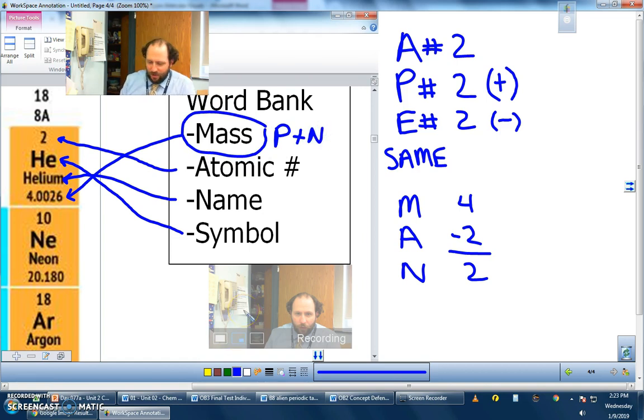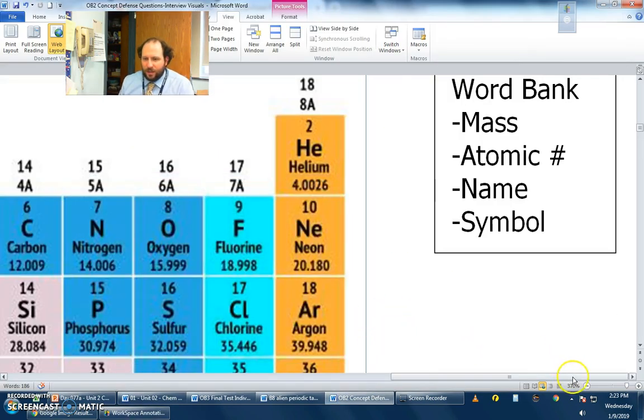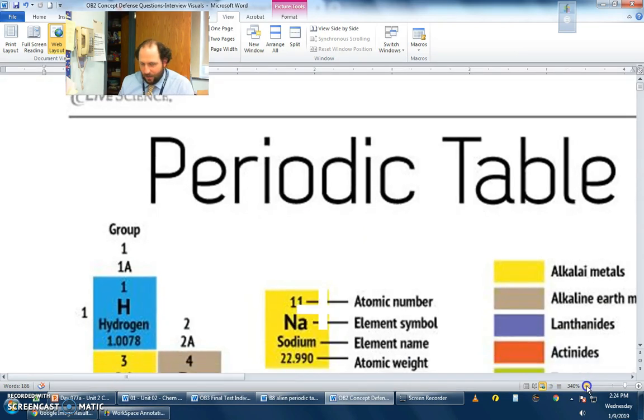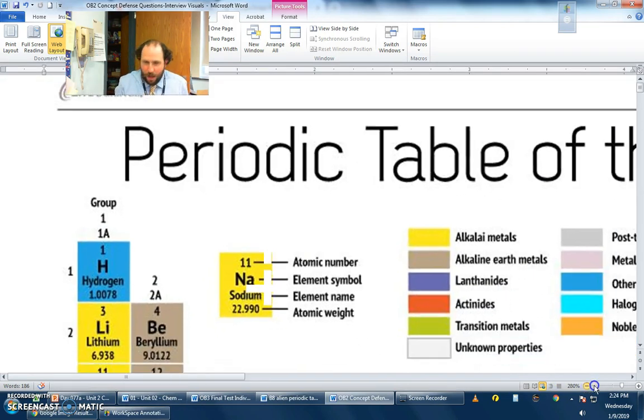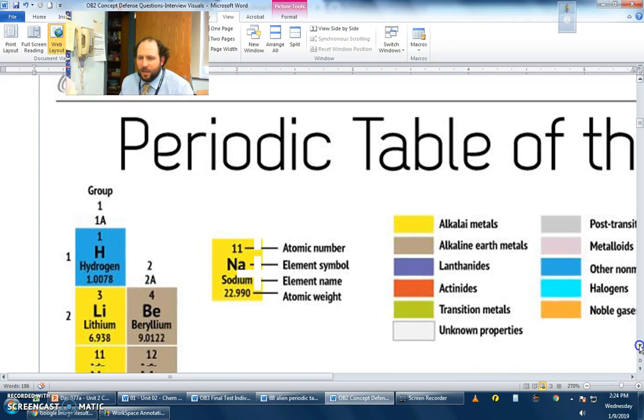All right, very good. Let's head on to the next question. The next question here has to do with molecules versus compounds. I think we can get to that real quick.